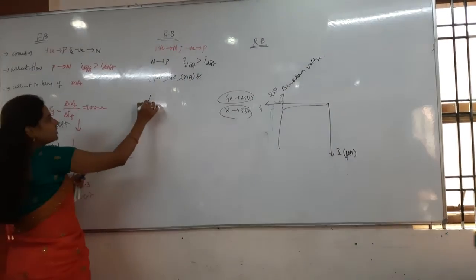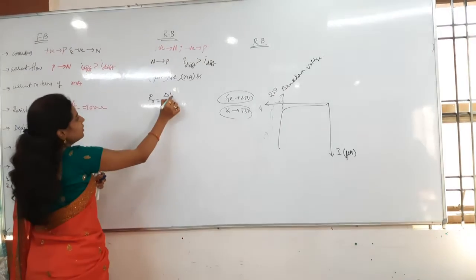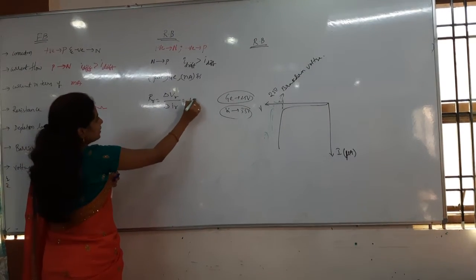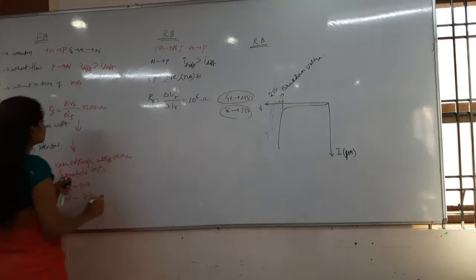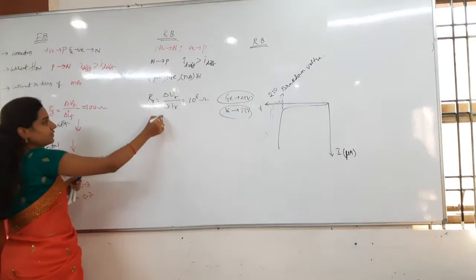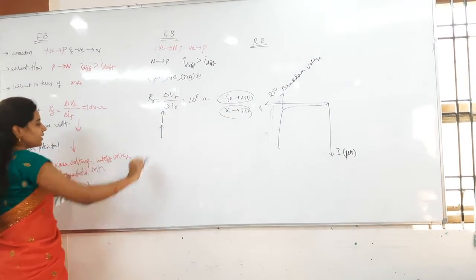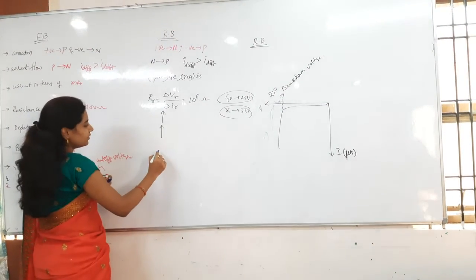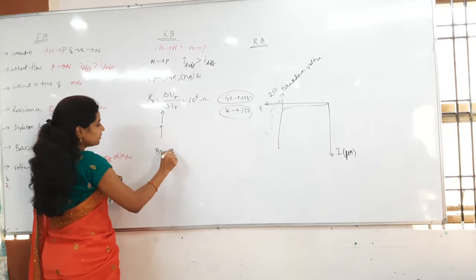Next, reverse resistance. R reverse is equal to delta V reverse by delta I reverse. What is the value? 10 power 6 ohms. Then depletion layer width will increase, barrier potential also increases. Then which voltage will be here? Breakdown voltage.